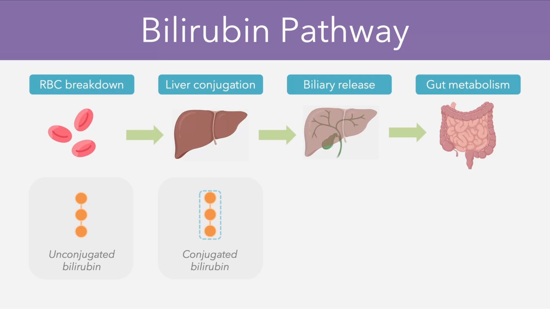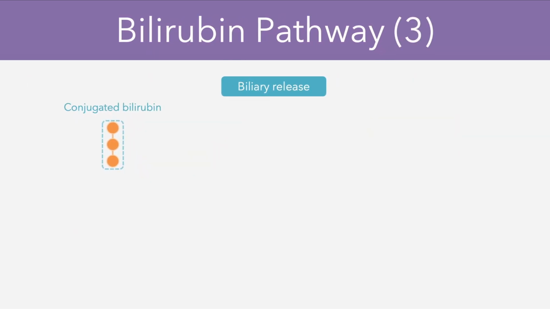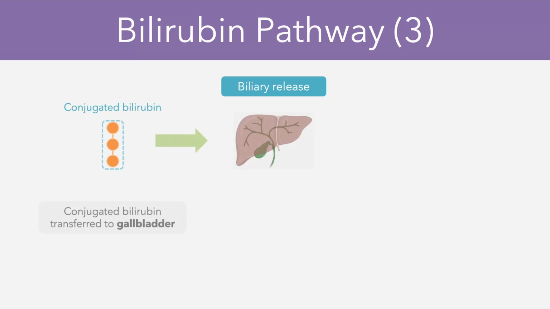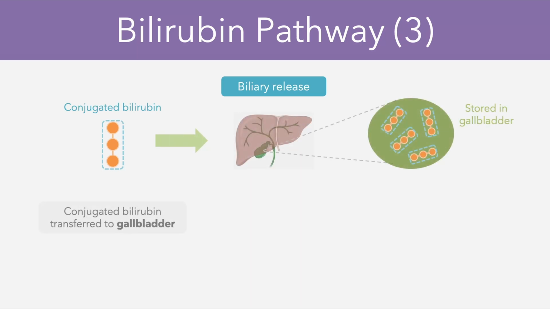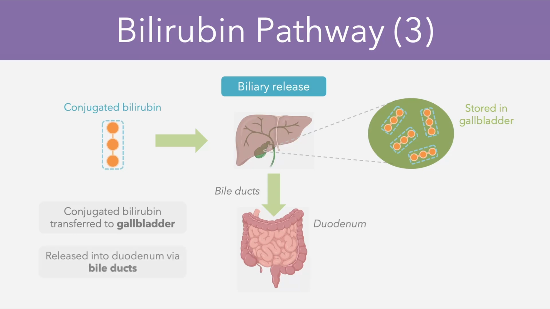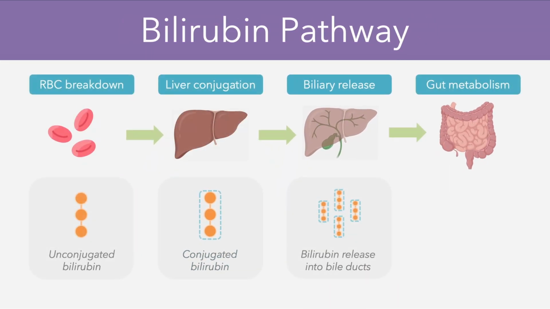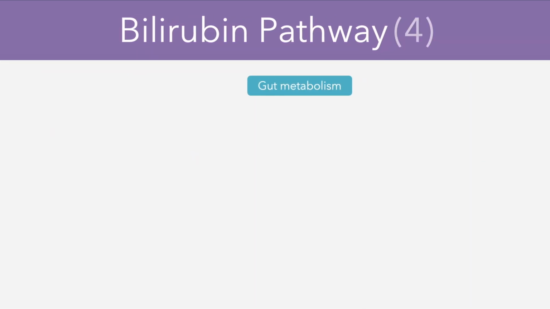Moving on to the next phase, these molecules of conjugated bilirubin are transferred to the gallbladder for storage. And if we were to take a closer look at the gallbladder at this point, we would see that it would carry multiple molecules of conjugated bilirubin inside the bile. When the bile is ready for release, these molecules are transferred via bile ducts to the small intestine, and more specifically, the duodenum of the small intestine. This step is important because it allows the bilirubin to be transferred to the gut, where it can be broken down further. This brings us on to the final stage of the bilirubin pathway, which is gut metabolism itself.